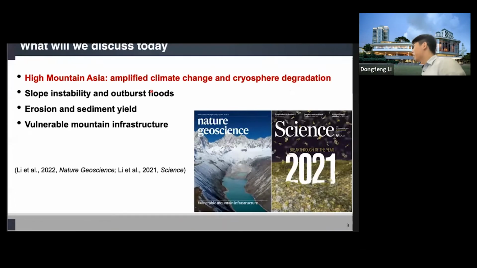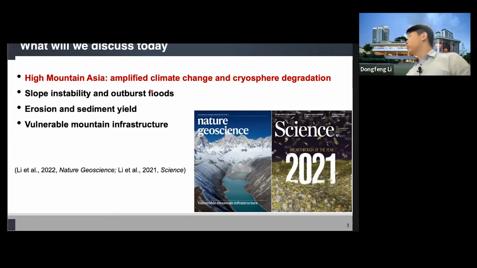And so what we will discuss today, I hope to cover 4 topics. Number 1 is I hope to introduce the high mountain Asia, and also broadly the context of climate change and the glacier degradation in the high mountain Asia, followed by the slope instability, outburst flux, erosion and sediment yield in response to the amplified climate change and the glacier degradation.